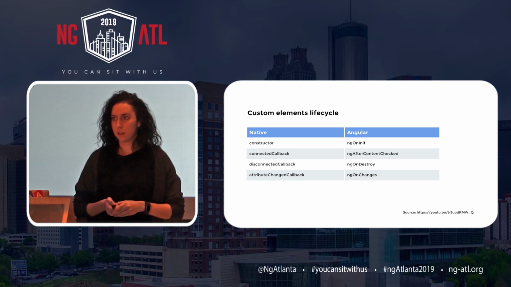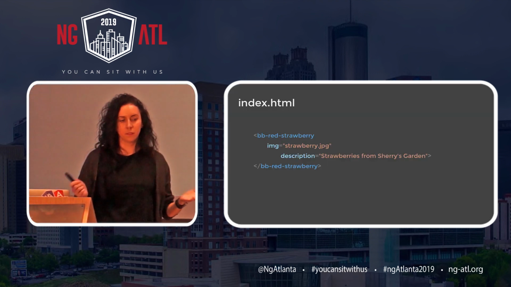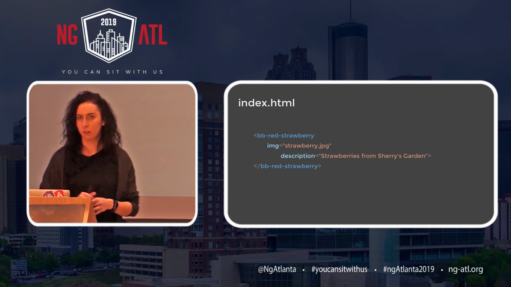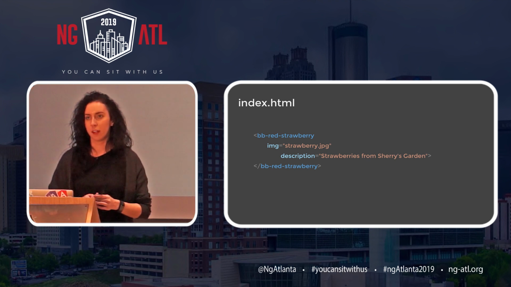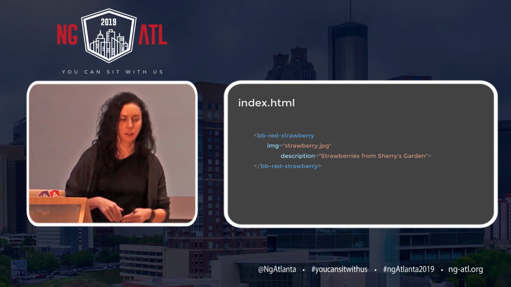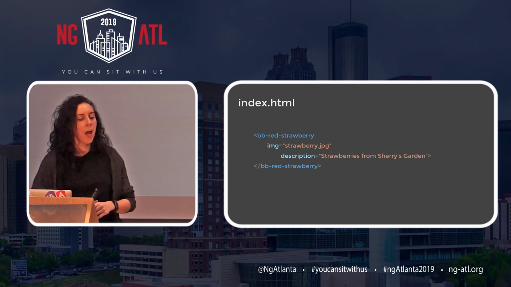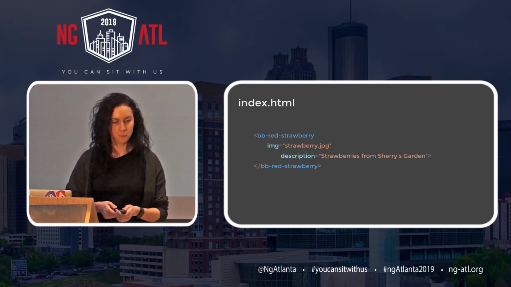So let's take a look to see how we can create a custom element. First of all, we called ours bb-red-strawberry. I think it's pretty unique. BB stands for Berry Banana, because I'm Anna Banana and Sherry's Sherry Berry, so it makes total sense. And then the attributes, image and description. I think they're pretty descriptive, so we can continue.